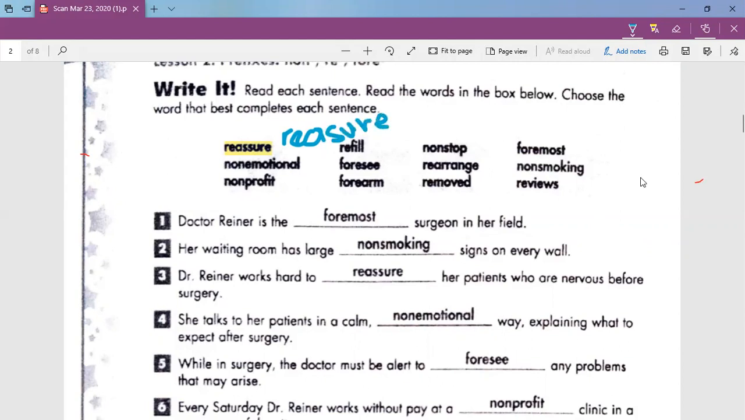All right. Now, number one says, please try, do not mess up with the app. Who wants to read number one? All right, Luis. Dr. Rainer is the foremost surgeon in her field. Very good.